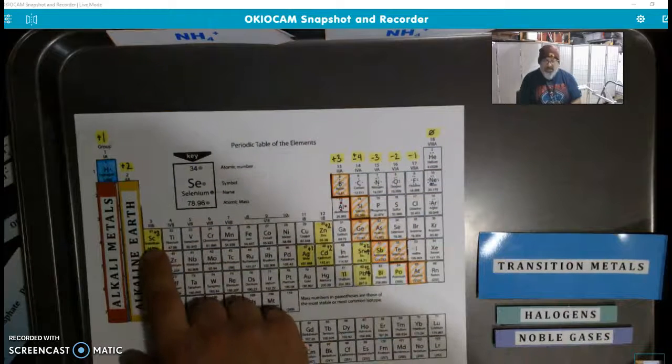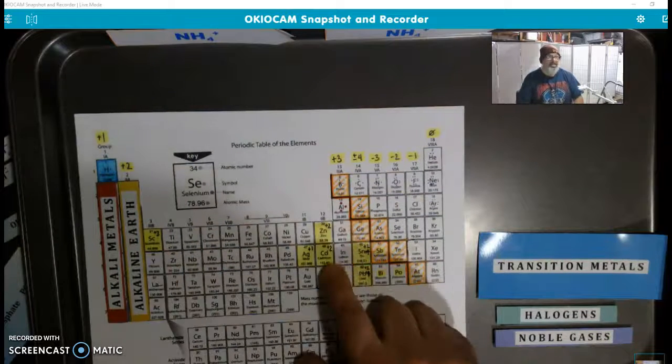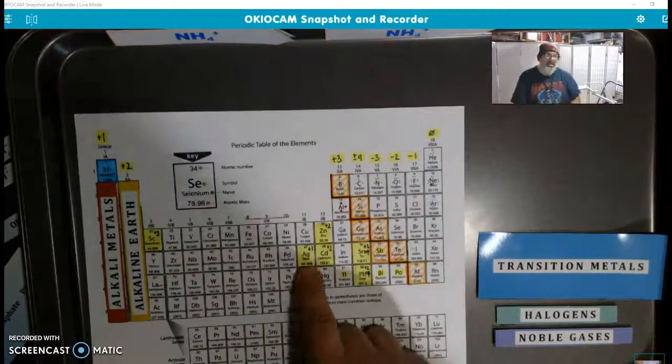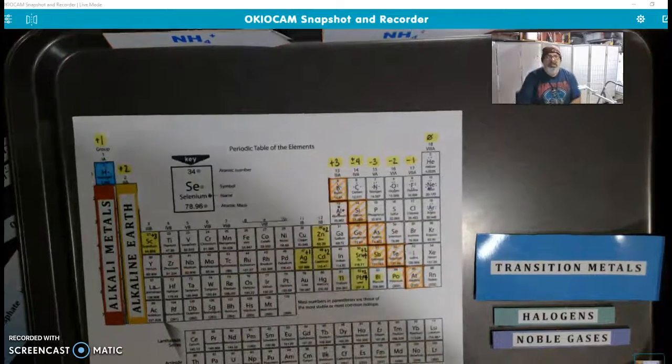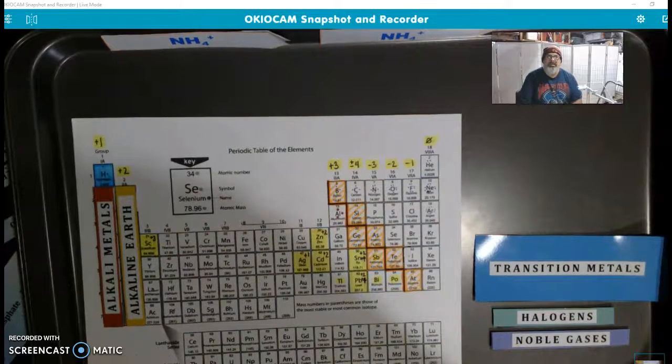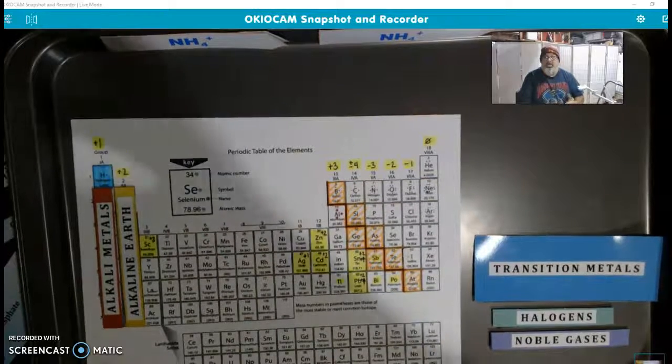But scandium is always +3, zinc is +2. Cadmium is +2 and silver is +1. Yes, there's more in here that will just have 1 charge, but we don't really mess around with those too much, not at this level. Okay, so these are the ones that you kind of need to watch out for.